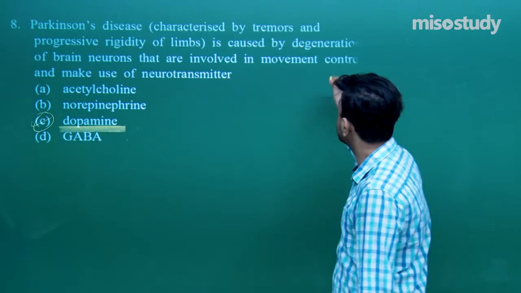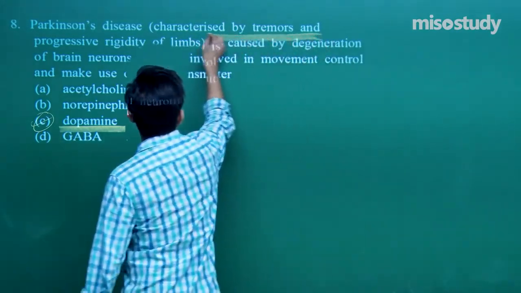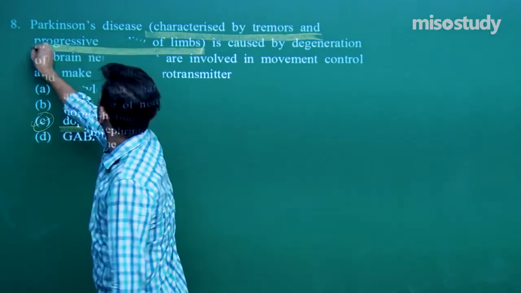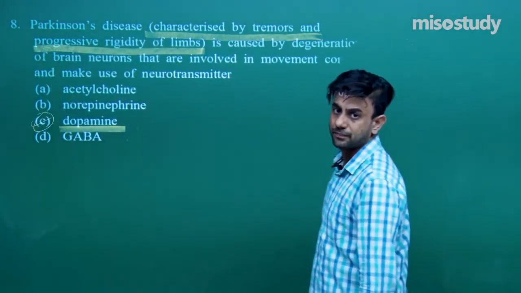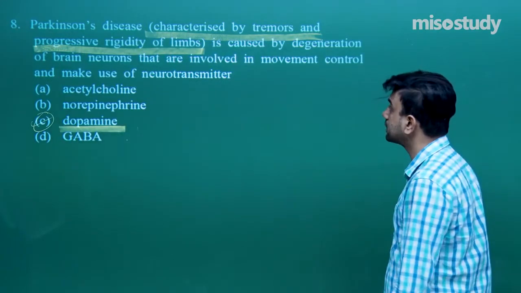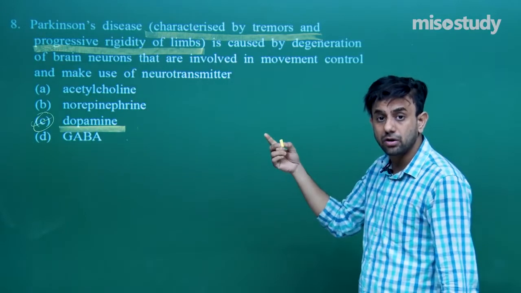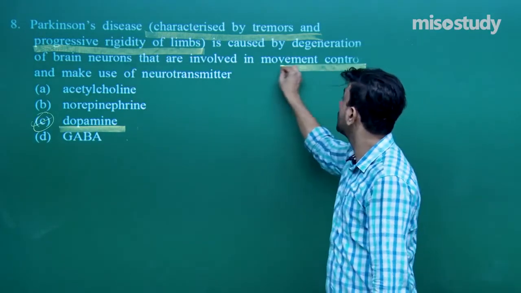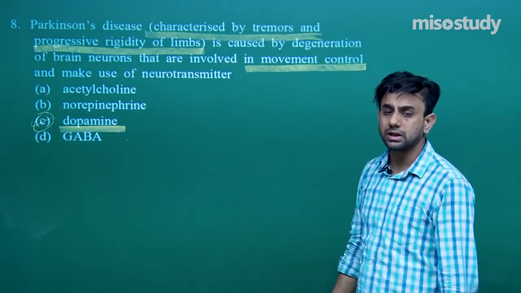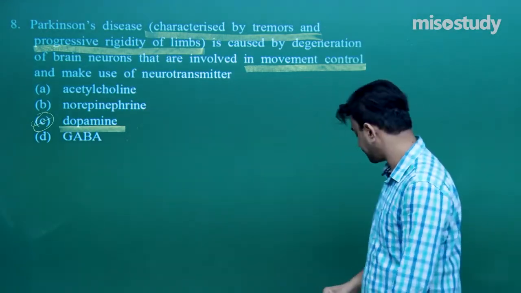So what is happening in this disease? Sometimes they ask you even the symptoms seen in this disease. It is characterized by tremors and progressive rigidity of the limbs, caused by degeneration of brain neurons. Which brain neurons? Those that are involved in movement control, and they make use of the neurotransmitter called dopamine.